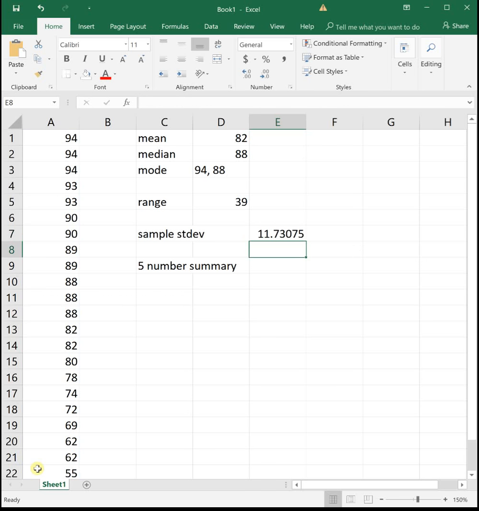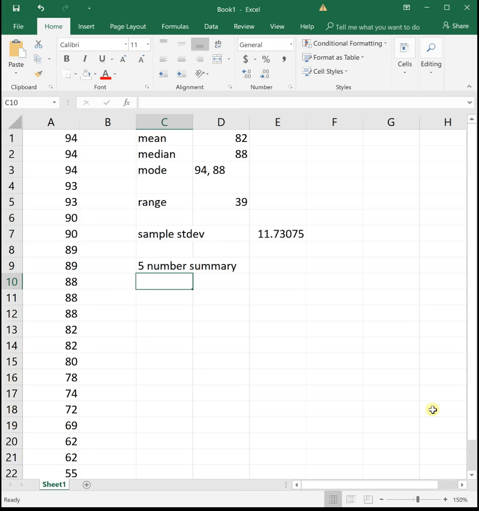So our sample standard deviation is about 11.7, and that tells us that most of the data falls within about 11 or 12 units from the mean. So if our mean is 82, if we subtract 12 from it, that's about 70. And if we add 12 to it, that's about 94. And if we look at the range from 70 to 94, would you agree that that's most of the data? That's almost all of it. So our standard deviation is just telling us the span around the mean where we find most of our data.